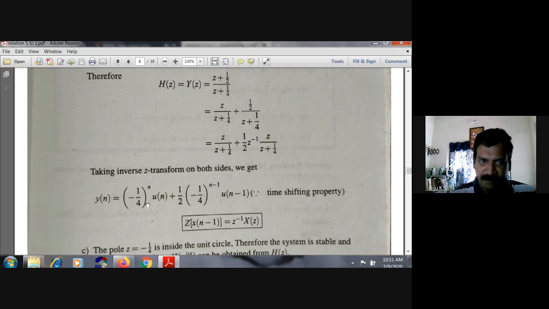The impulse response, actually it is not y of n, it's a textbook mistake. It is h of n, because we are taking hz, and from hz the inverse transform is h of n. So h of n is equal to this function. This is the answer for the impulse response.